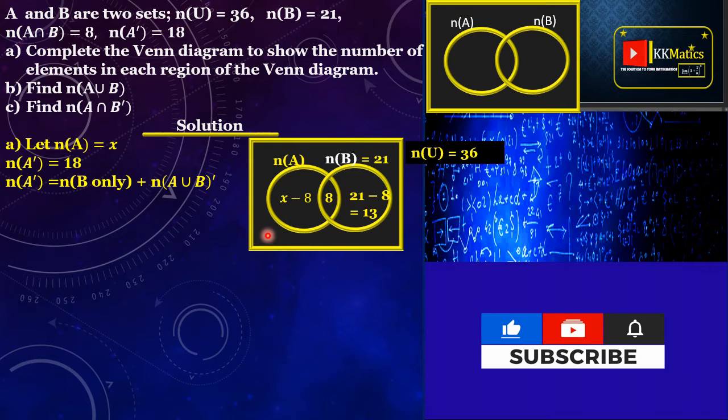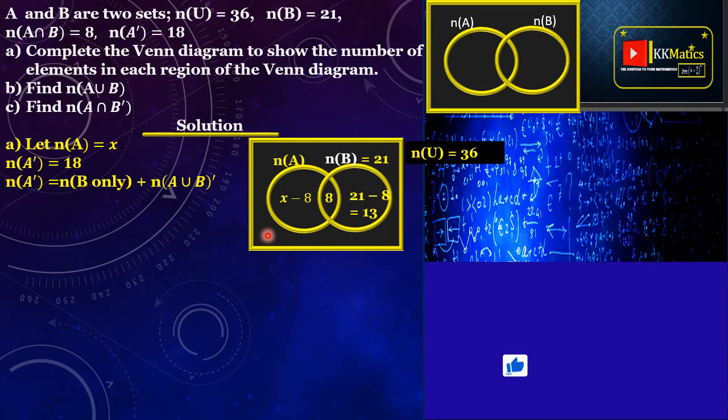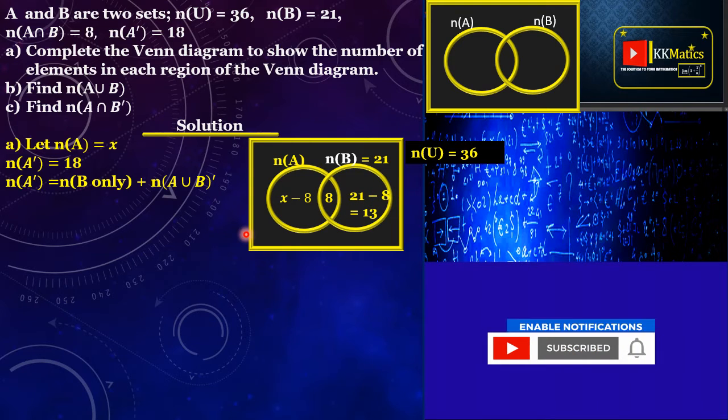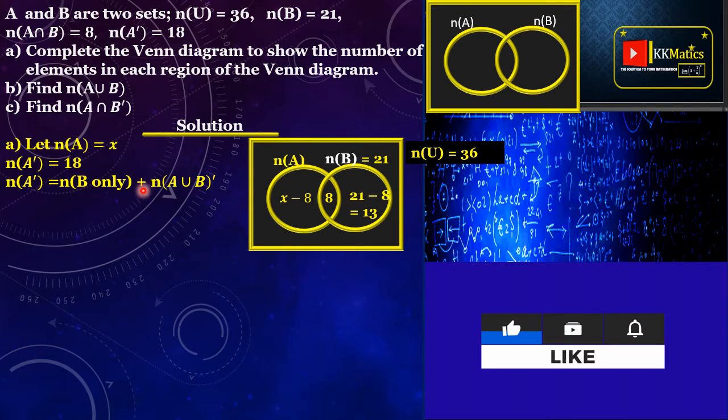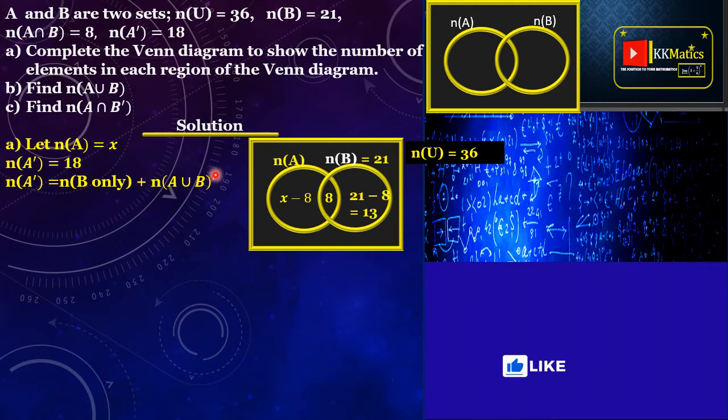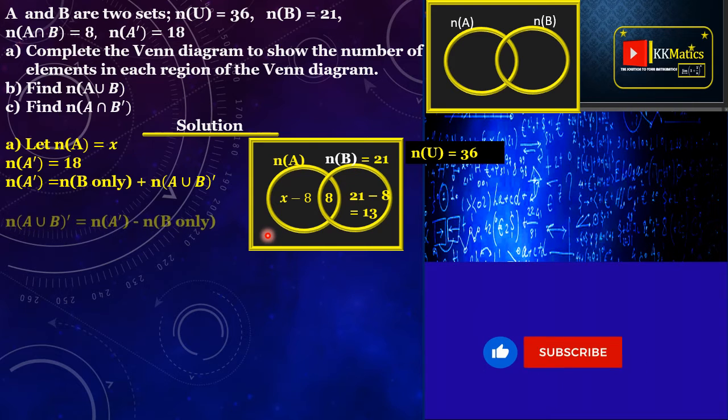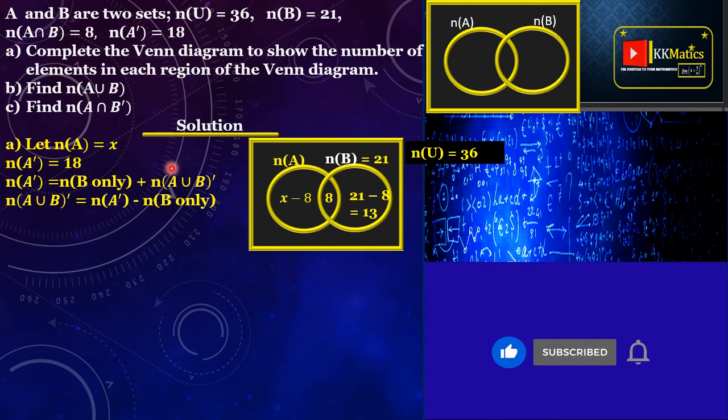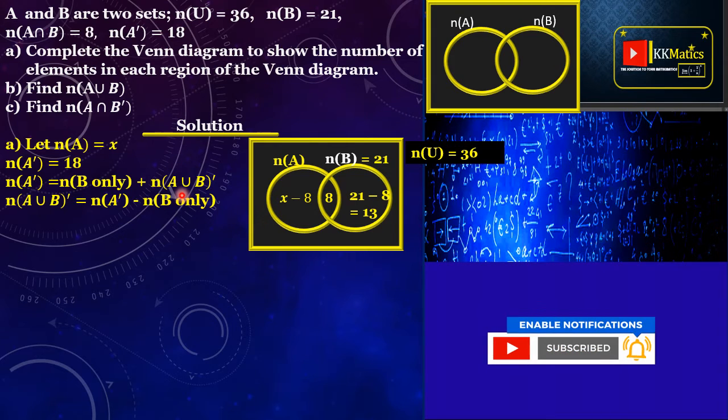Do you understand that? So that being said, we then write that the number of elements in A complement equals what? B only, as we said, so this region and that region. So the number of elements in B only plus the number of elements in A union B all complemented, and that is this side. With this information, we can then find the number of elements in A union B all complemented. That's this side.